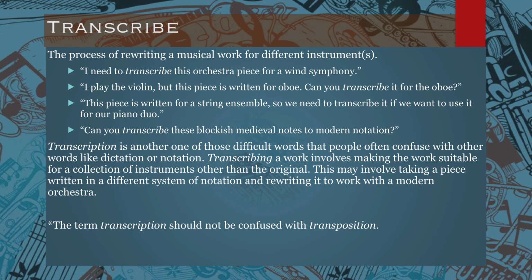So maybe you have a piece that's written for clarinet, but you play the flute, so you transcribe it to work for a solo flute. Or maybe you have a tuba quartet and you want to play a piece that was originally written for string quartet. So you take the piece and you write it out for the tuba quartet. You change the instrument so that it can be playable on other instruments. Here are a few examples of that.